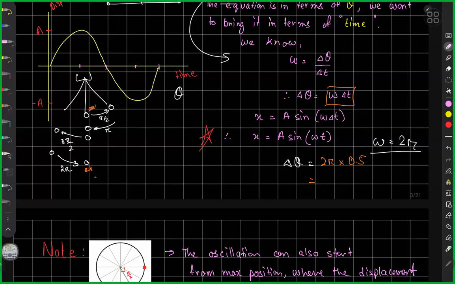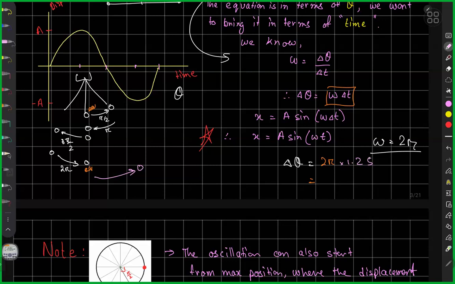Let's ask this. So what do you think is going to happen over here in 1.25 seconds? What will be the angle covered? My omega doesn't change, 2 pi, and the del t I'm telling you is 1.25 seconds that have passed. What is the theta covered?